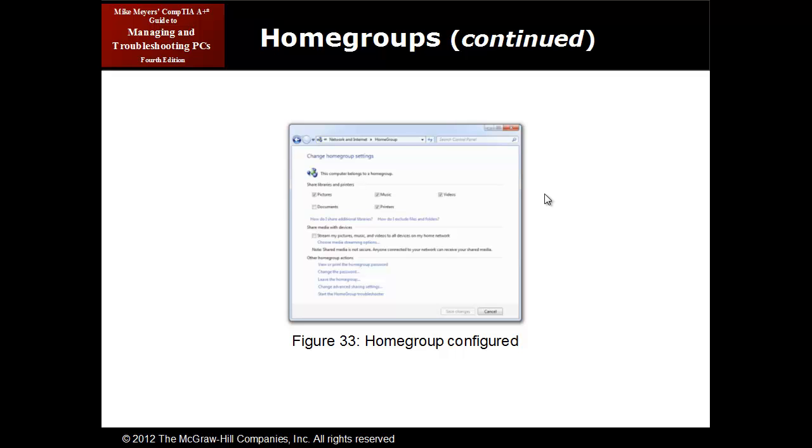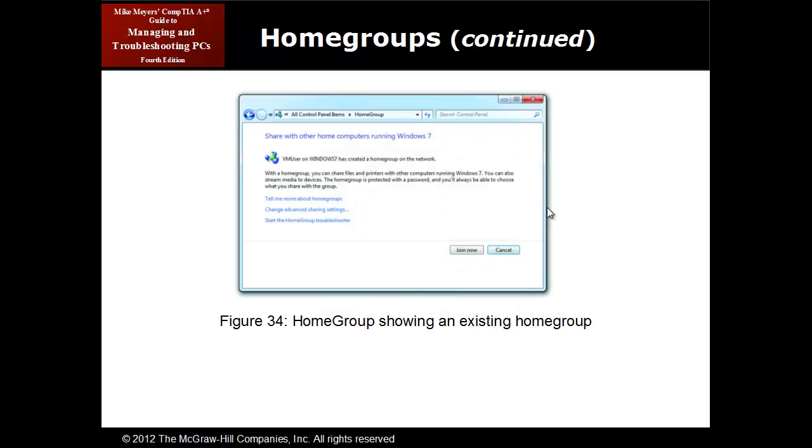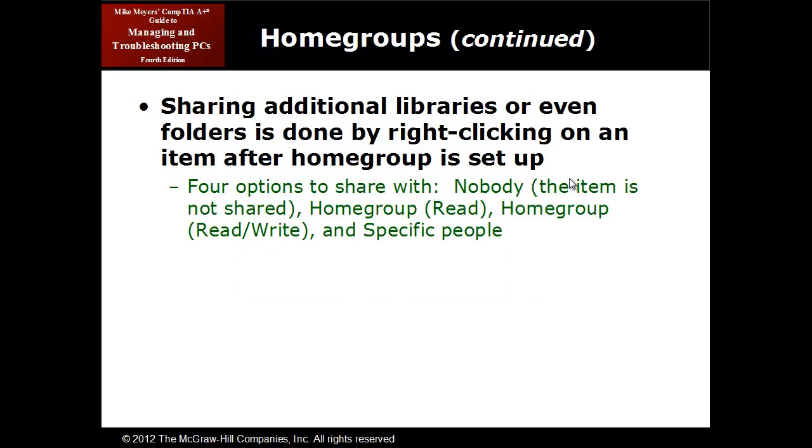Here's a home group configured, again, showing what shares you want to be using. And it says this user created a home group on the network. And again, sharing additional libraries or even folders is done by right-clicking on an item after a home group is set up. So you can go back and share a folder. Now that a home group is set up, I can right-click and share. Or you can create additional libraries and share those with the home group as well.